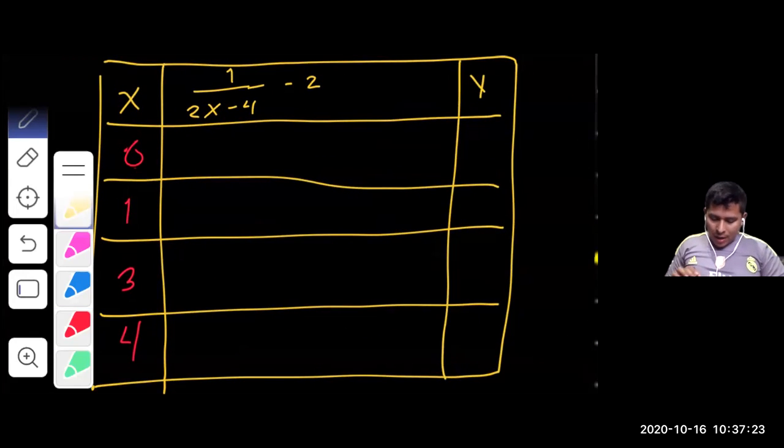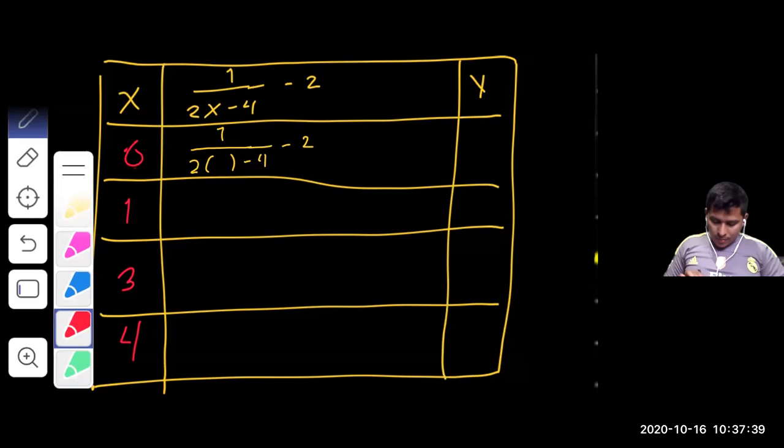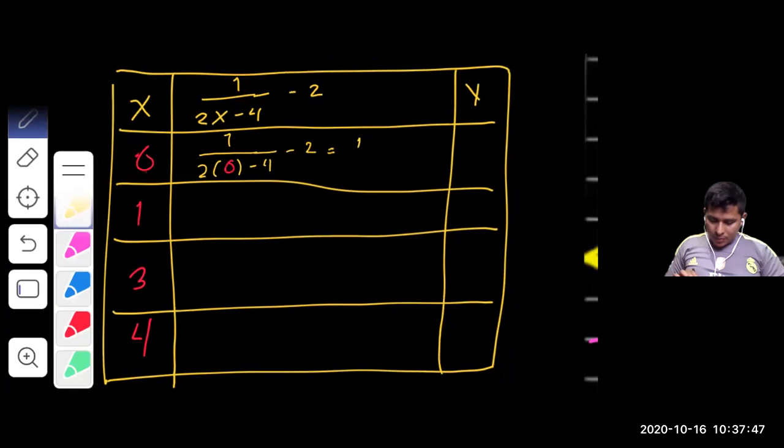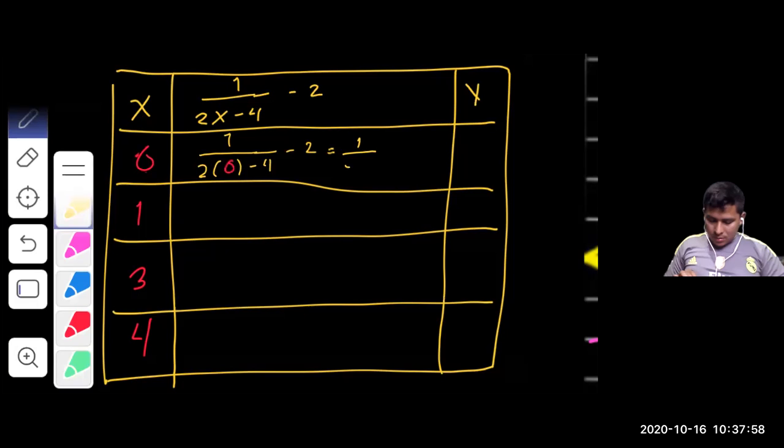Okay, let's do that. I'm going to copy the function, 1 over 2x minus 4, minus 2. What is the value for x? I'm going to substitute. What is the value for x in this case, guys? It's 0, right? I substitute with 0. Let's simplify this denominator. 2 times 0 is 0. 0 minus 4 is -4, right? Then minus 2.